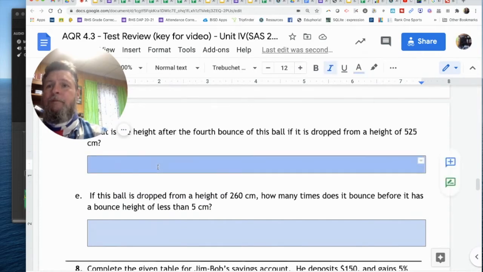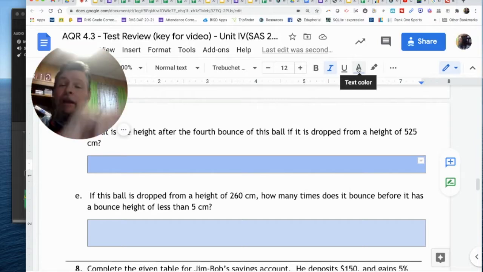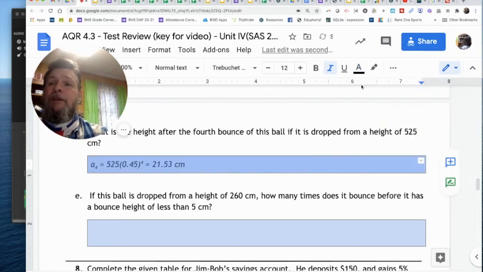What is the height after the 4th bounce? It's dropped from 525. Now we change the initial value, so we have to change that. It's 21.53. We just put it into the exponential function.